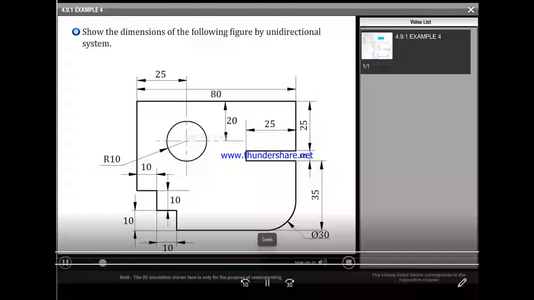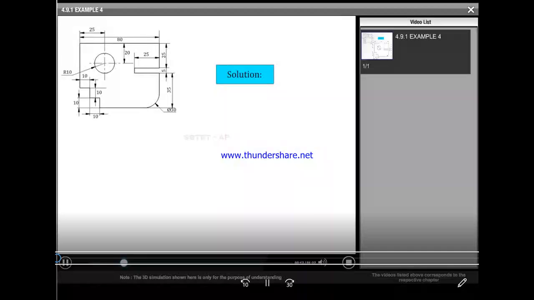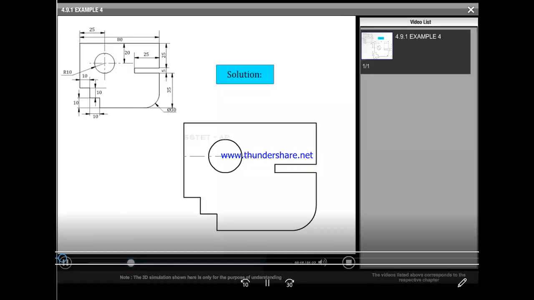Example 4. In this, the dimensions are to be represented as per unidirectional system. In this system, all the dimensions, whether vertical, horizontal or inclined, should be represented with vertical stroke letters. Show the smaller dimensions first, followed by the bigger dimensions so as to avoid overlapping.